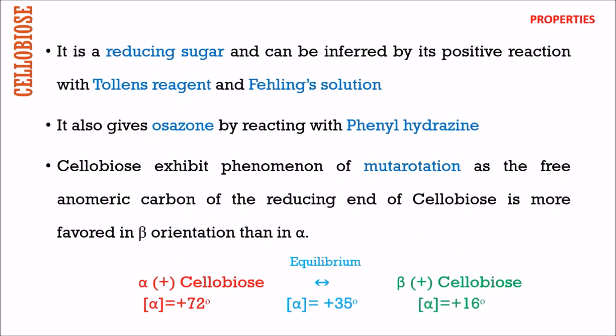It is a reducing sugar and can be inferred by its positive reactions with Tollens reagent and Fehling solution. It also gives osazone by reacting with phenylhydrazine. Cellobiose exhibits the phenomenon of mutarotation, as the free anomeric carbon of the reducing end of cellobiose is more favored in beta orientation than in alpha orientation. Cellobiose in alpha form gives specific rotation plus 72 degrees, while beta form of cellobiose gives specific rotation plus 16 degrees, while at equilibrium after mutarotation the specific rotation changes to plus 35 degrees.